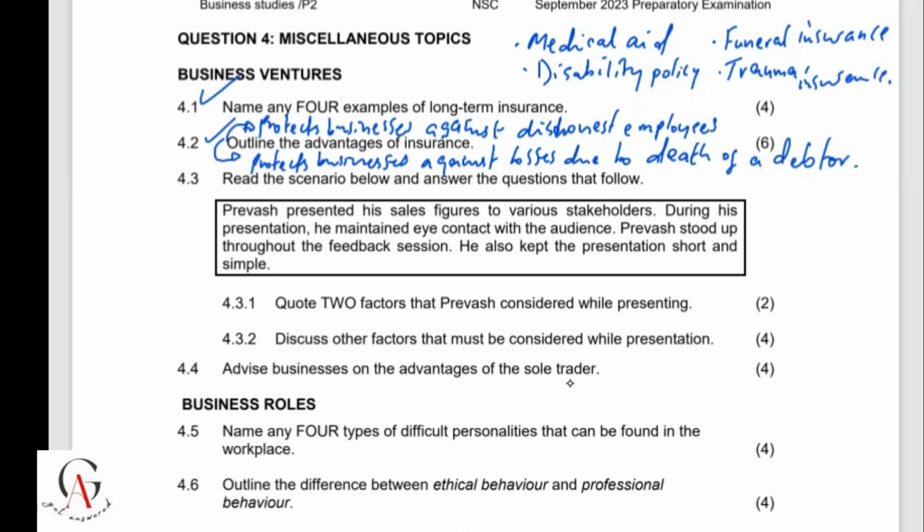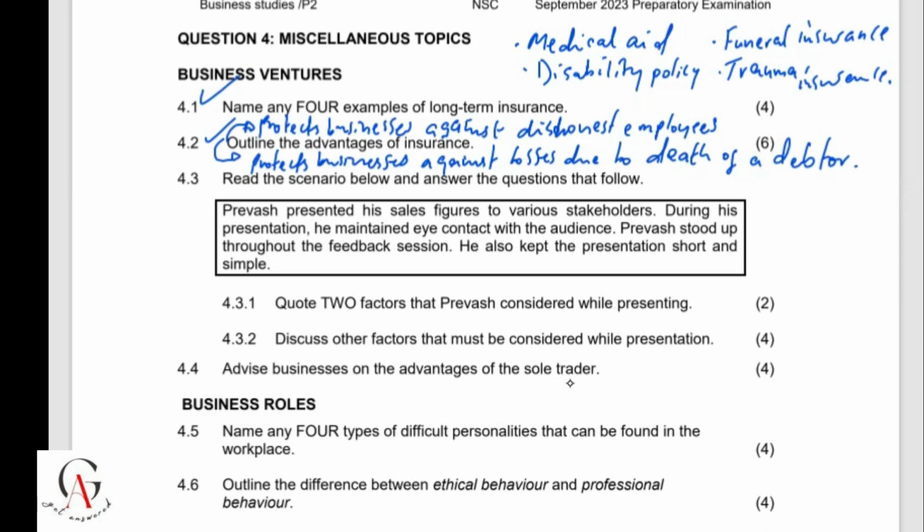And also, life insurance can be taken on the life of partners in a partnership to prevent unexpected loss of capital. So businesses will be compensated for insurable losses. For a typical example, destruction of a property through fire. Okay, right. So now let's check our 4.3.